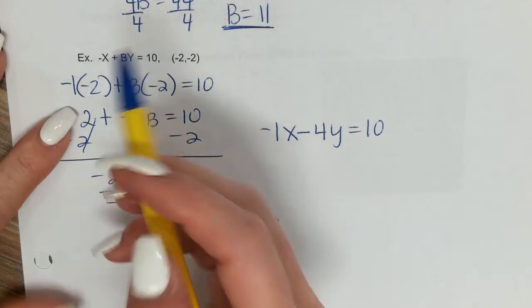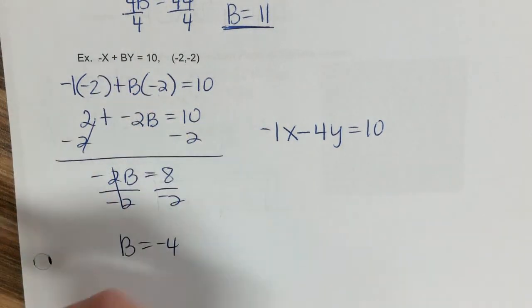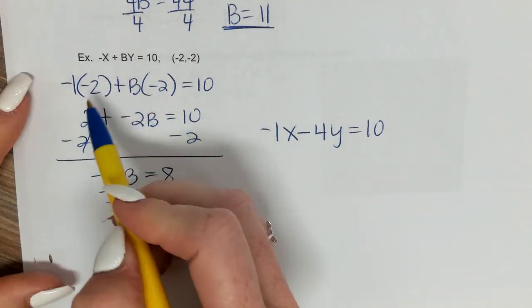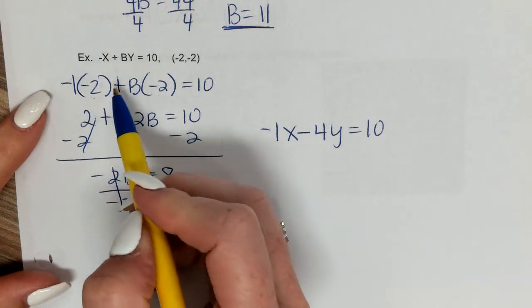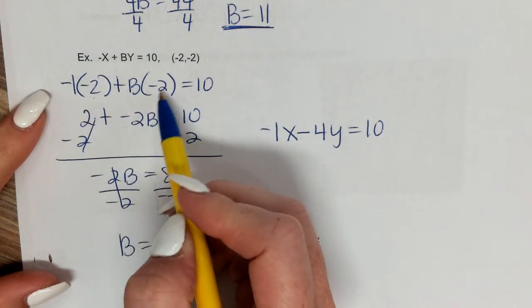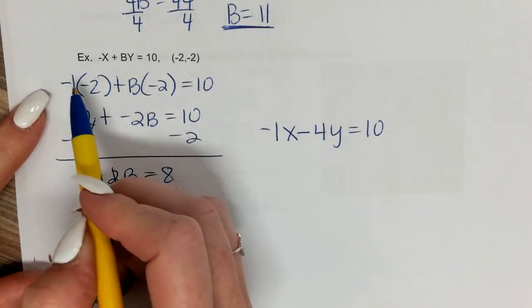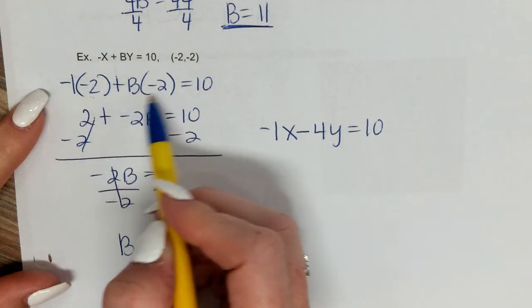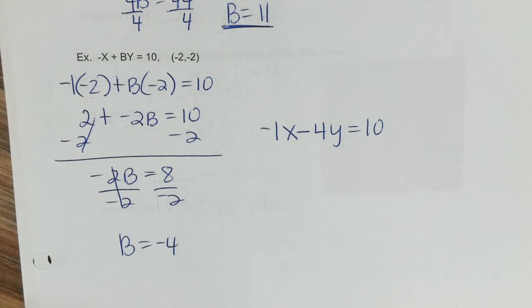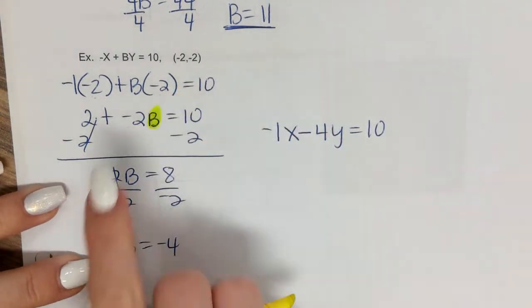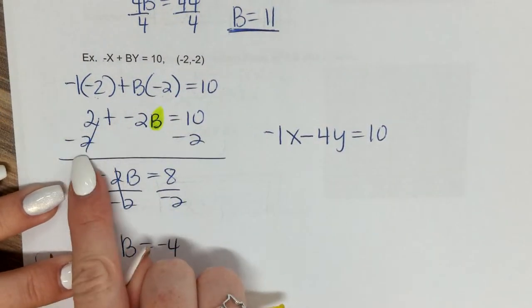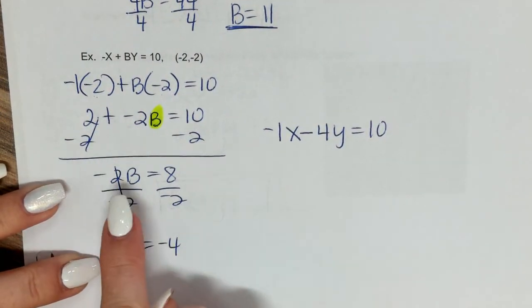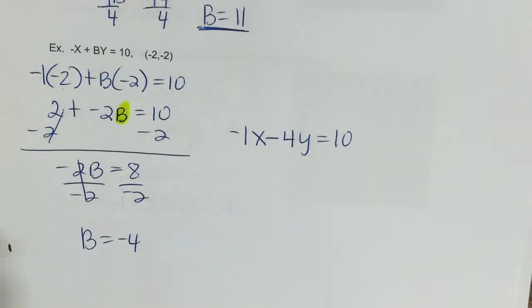Okay, again, I did negative 1 because negative 1 is the coefficient of x, times negative 2, plus b times y, which was negative 2, equals 10. Right here, that makes a positive 2 plus negative 2b. And I put the negative 2 in front because that's how you write it correctly. Then I'm solving for b. So I want to get rid of this 2 first, so I subtract. And then I'm going to divide by negative 2 and I get negative 4.